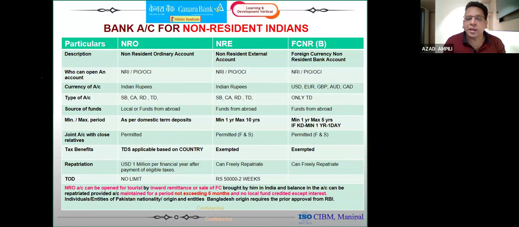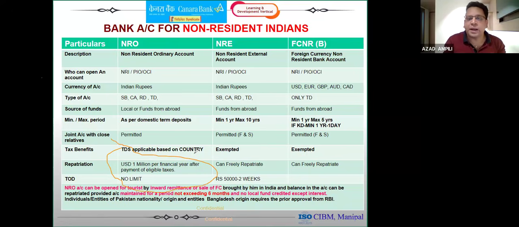Not only that, the NRE account is freely repatriable. Repatriation means whatever amount came to our country can go back to where it came from. That repatriation can be freely done in the NRE account, non-resident external, and NRO is non-resident ordinary. But in NRO, only USD 1 million in a financial year, after payment of eligible taxes, can be repatriated. This is the disadvantage with NRO.